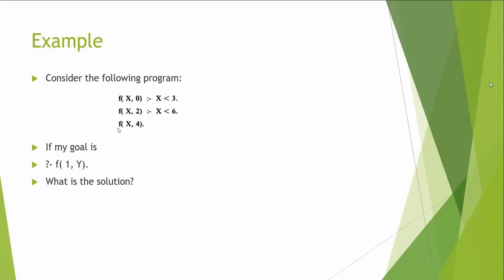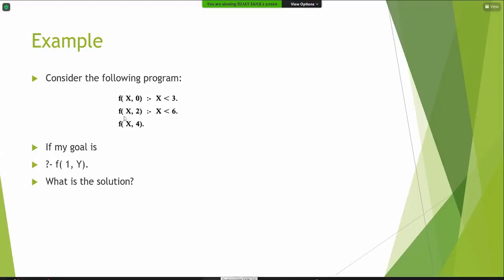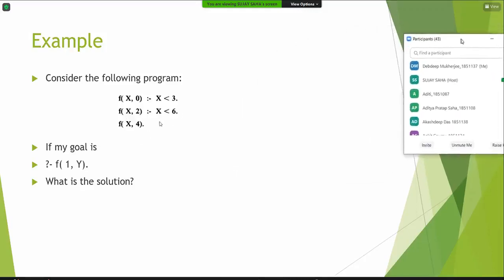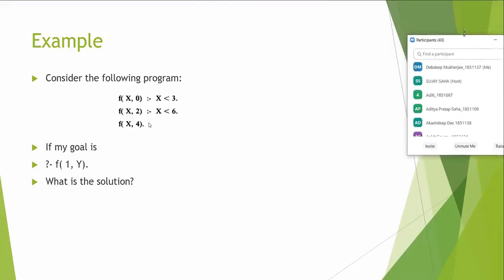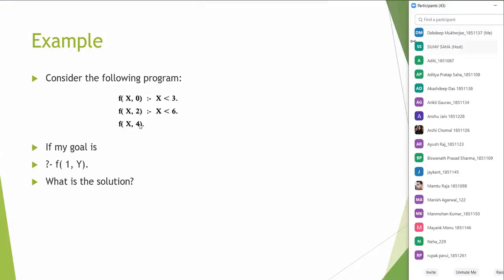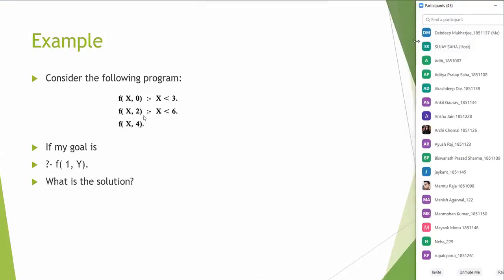Now again, Prolog comes over here, right? It comes over here to find out whether it can be possible or not. Now here it finds that there is no condition. So if there is no condition, it means it is unconditionally true. Whatever the x value is, it will return 4, right? So it will return all these three values, 0, 2, and 4. Are you getting?